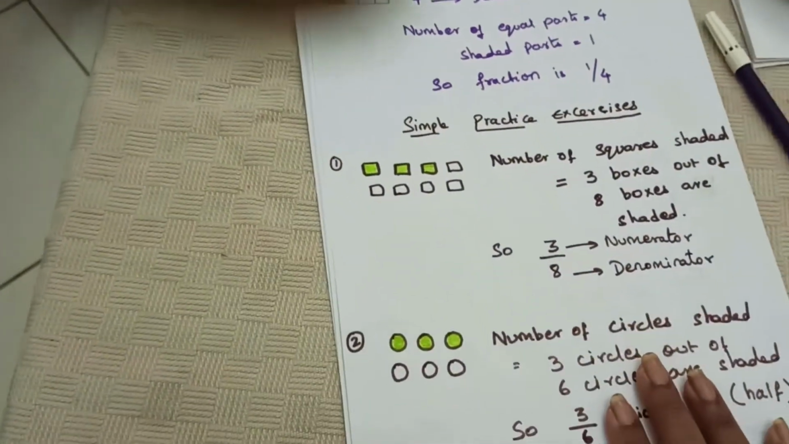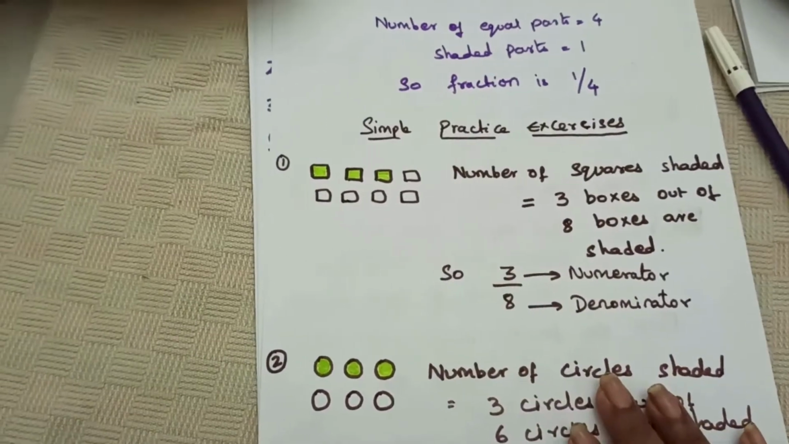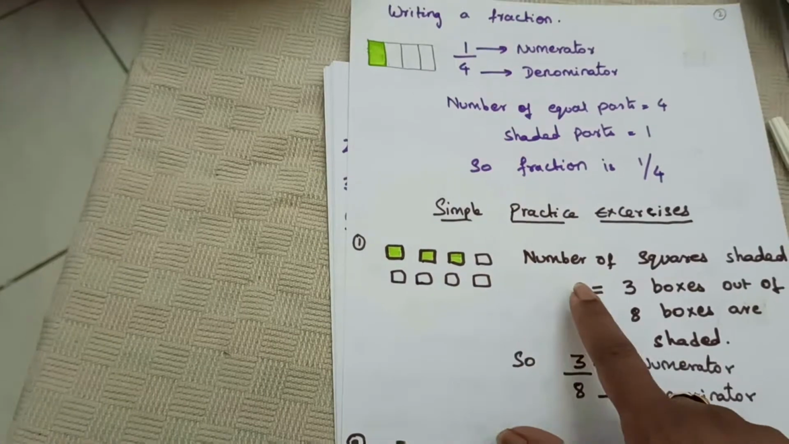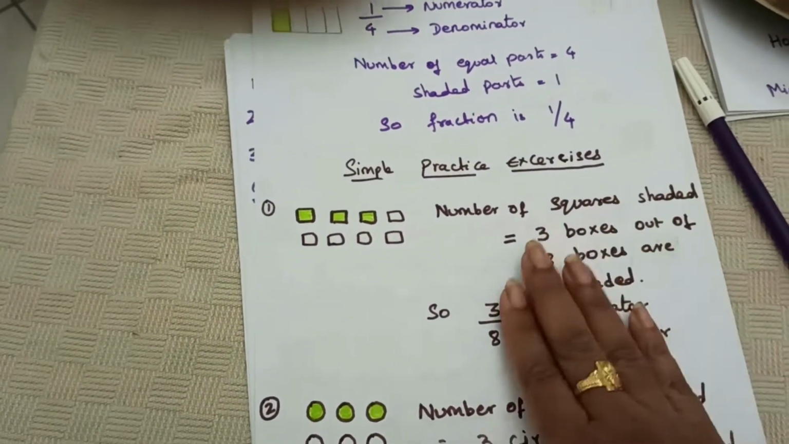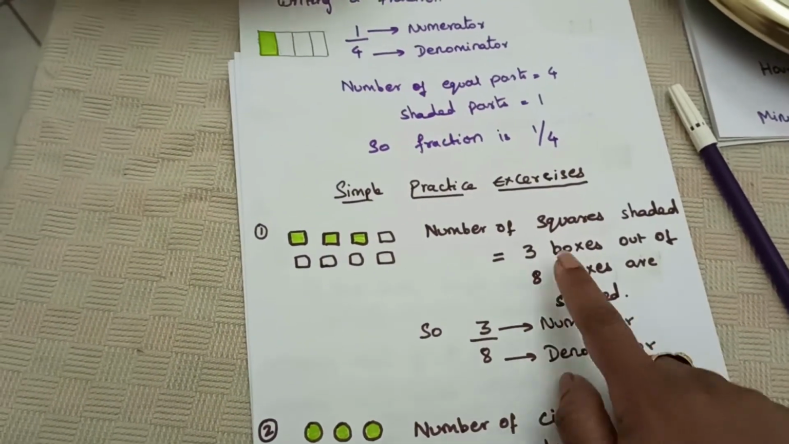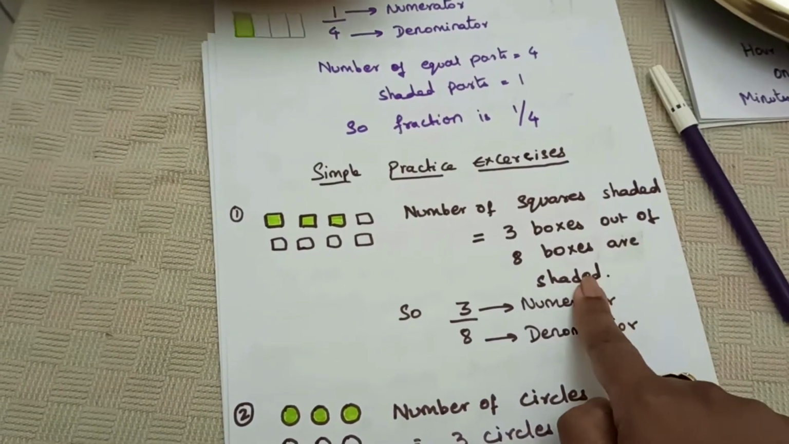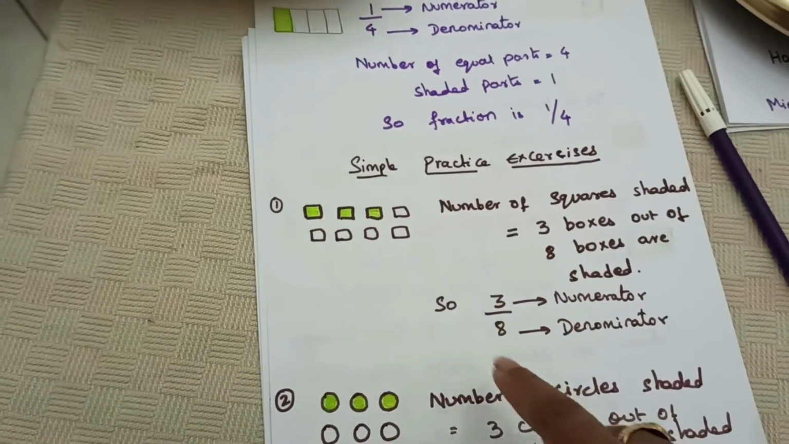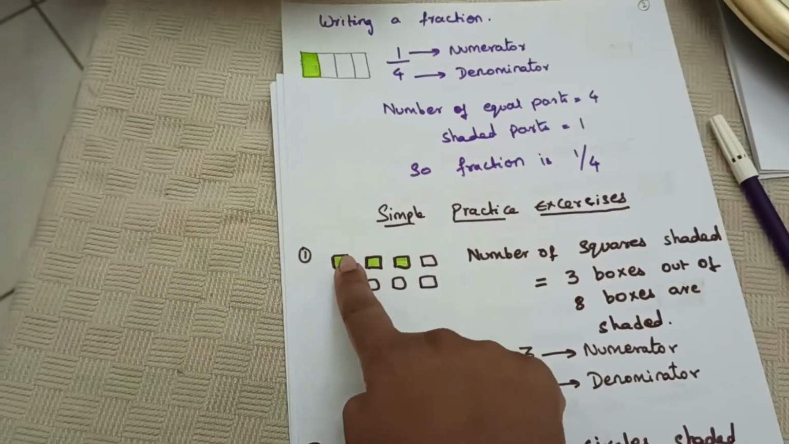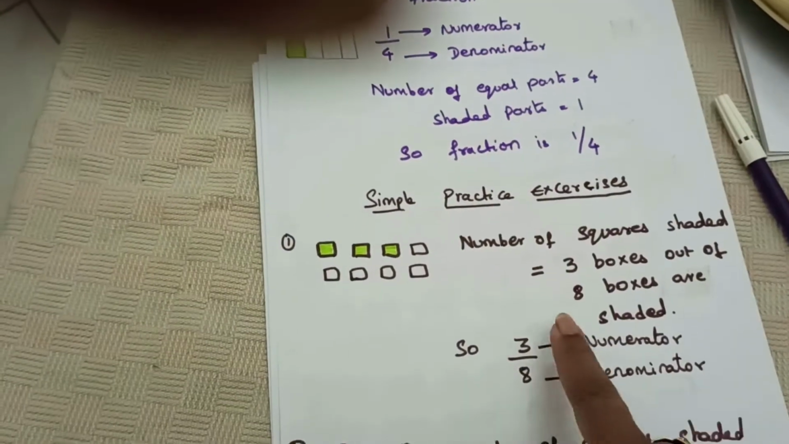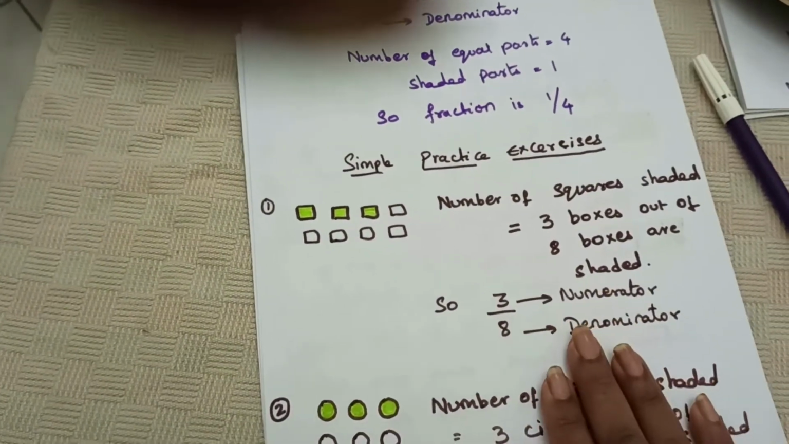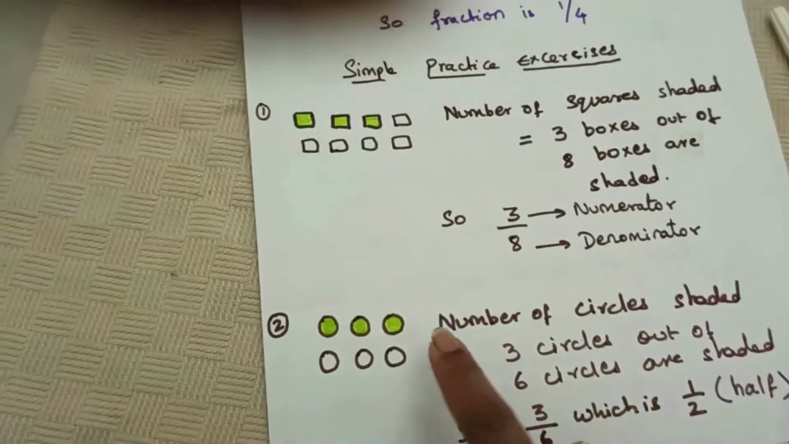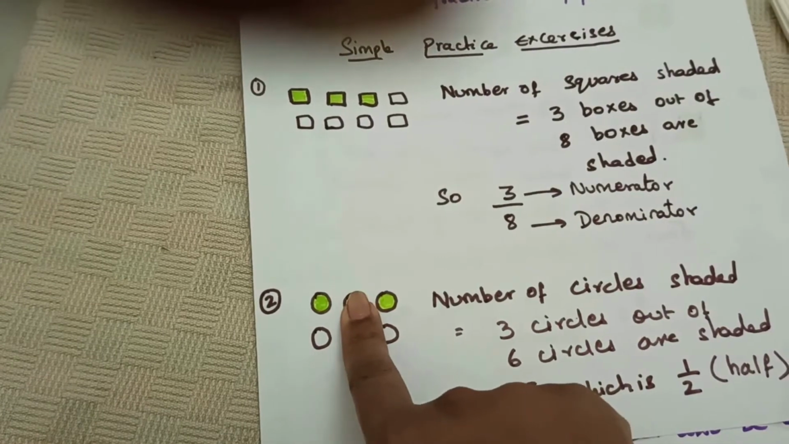Now, let's see with simple practice exercises. How many boxes are there? 1, 2, 3, 4, 5, 6, 7, 8. So, the number of squares shaded, how do we have to represent? Here, 3 boxes out of 8 boxes are shaded. So, in the numerator, we will write 3 and the total we will write as the denominator. So, 3 out of 8 boxes are shaded.